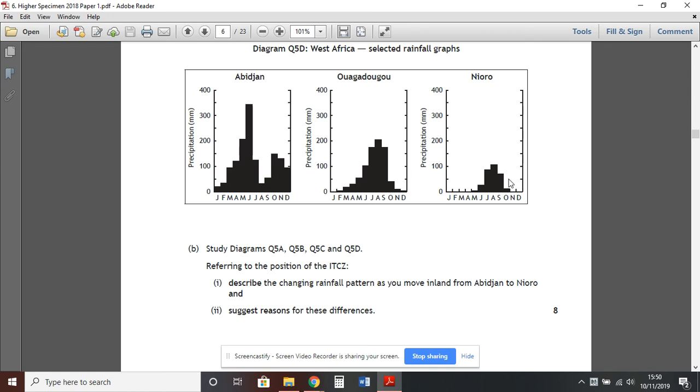So that's an additional point you can bring into your answer. I do have a model answer to this, which you can have a little look at if you want.